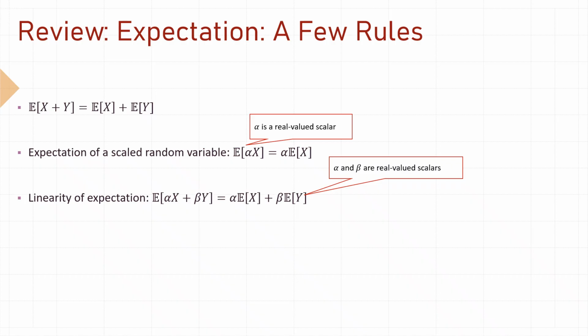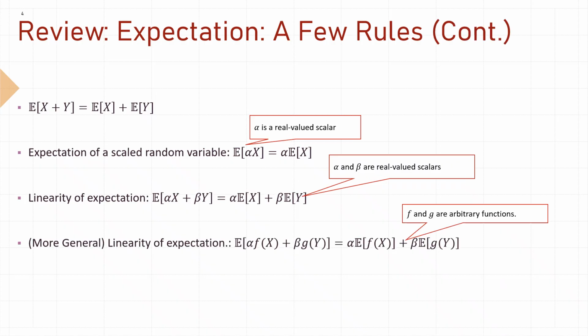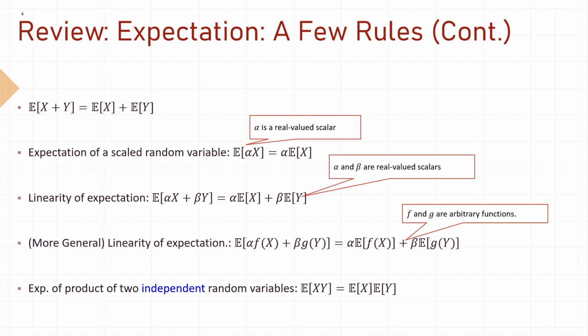If there are n random variables such as x1, x2, up to xn, the expectation of their scaled sum is the sum of their scaled expectations. This holds regardless of whether the variables are independent or dependent, because the expectation is a linear operator. In a more general setting, the expectation of a scaled summation of two functions of x and y is the same as the sum of their scaled expectations. Finally, only for independent random variables, the expectation of the product of two independent random variables is the same as the product of their expectations.